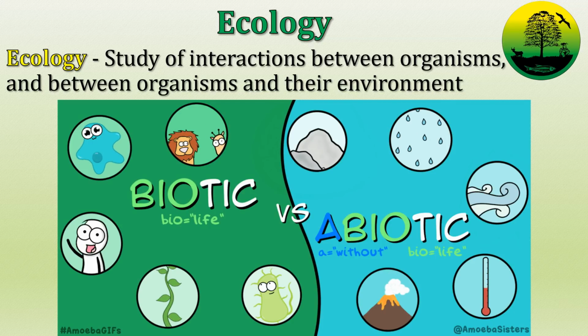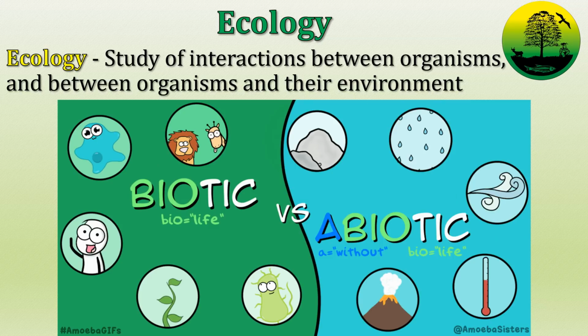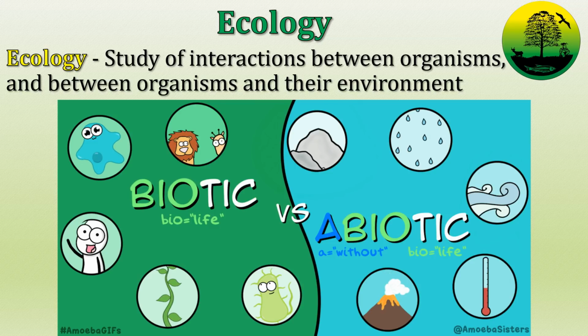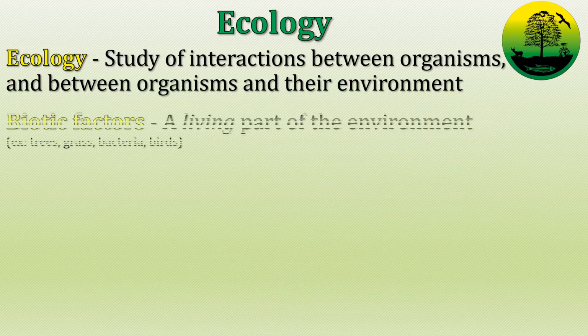What we need to do here is divide things up into two categories, the biotic and the abiotic. Bio, of course, meaning life, and abiotic meaning without life. All the things that are biotic are things that are living, and things that are abiotic are things that are not alive, but still, of course, affecting the environment.